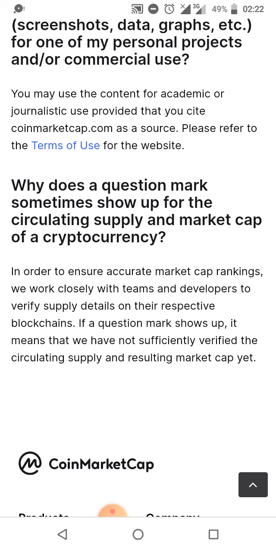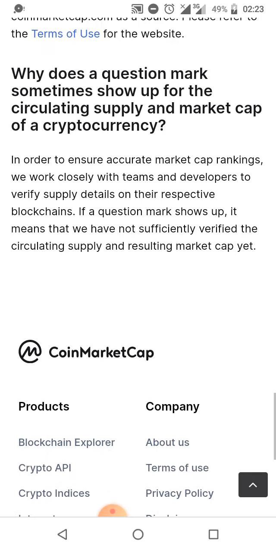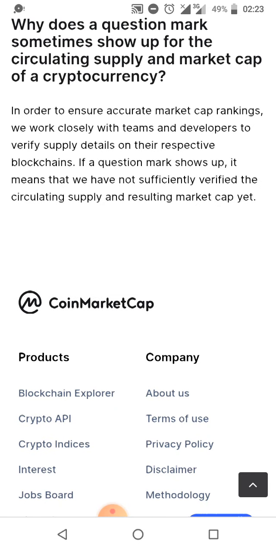So why does the question mark sometimes show for the circulating supply and market data of a cryptocurrency? In order to ensure accurate market caps, we work closely with teams and developers to verify supply details on their respective blockchains. So if a question mark shows up, it means that we have not sufficiently verified the circulating supply and resulting market cap yet.